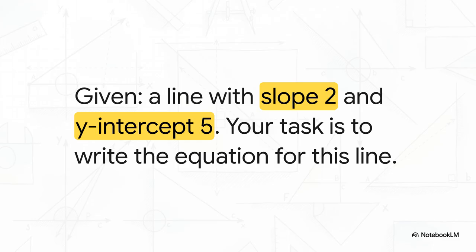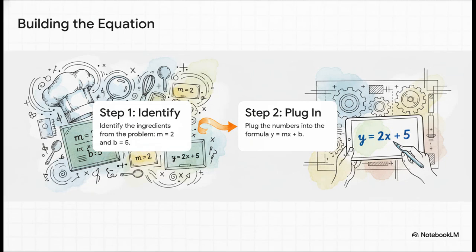So, here's our first problem. A total classic. The problem just comes right out and tells you the slope is 2, and the y-intercept is 5. I mean, come on, it gives us everything we need right up front. So what do we do? It's just 2 steps. First, we identify our ingredients. Our m, our move, is 2. Our b, where we begin, is 5.